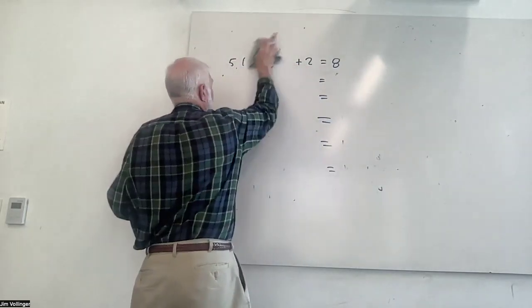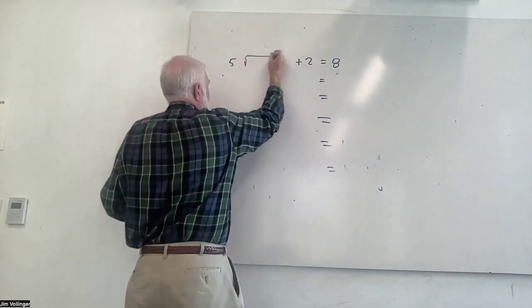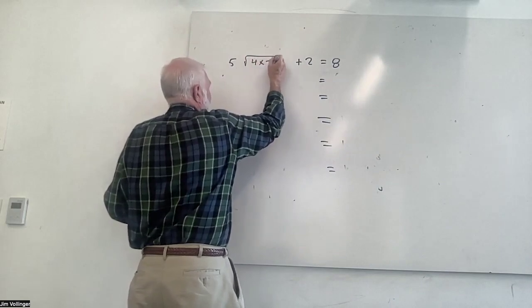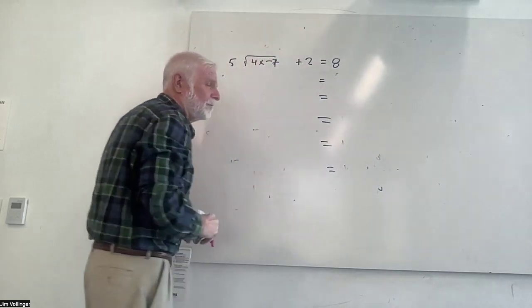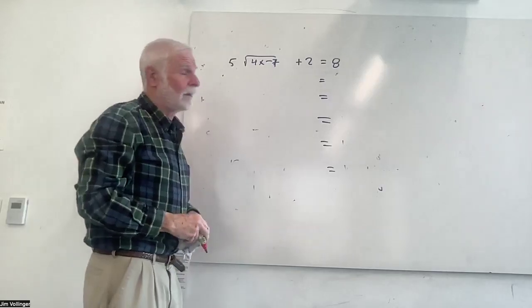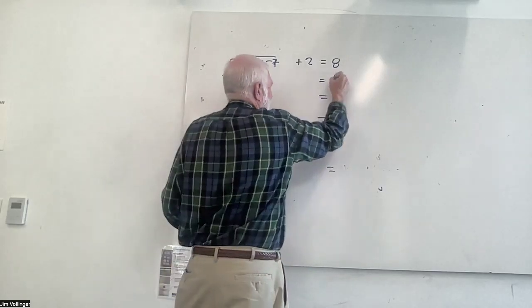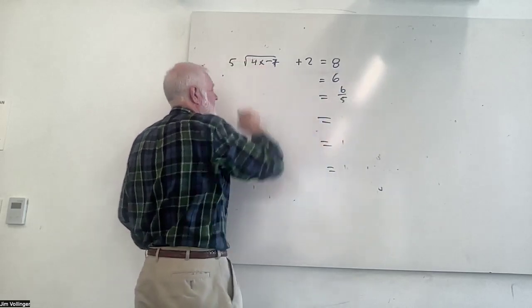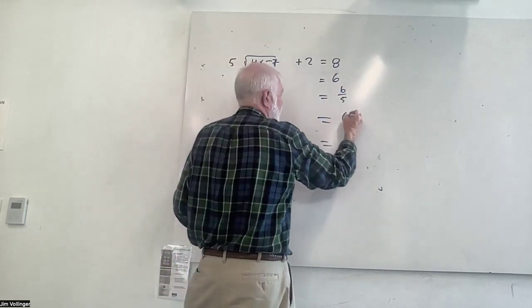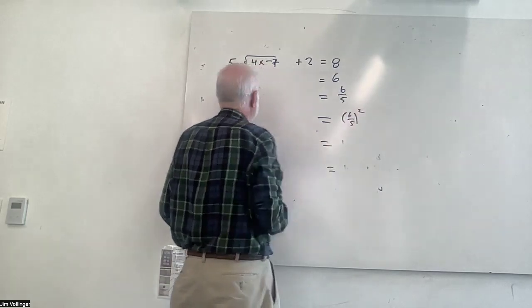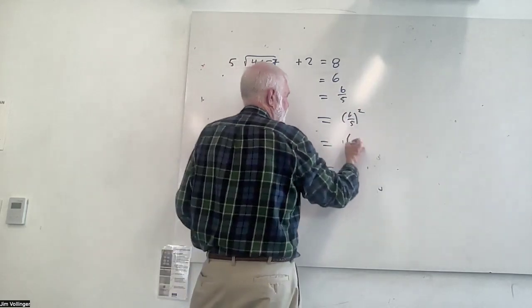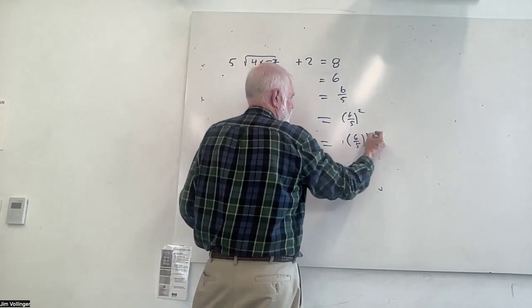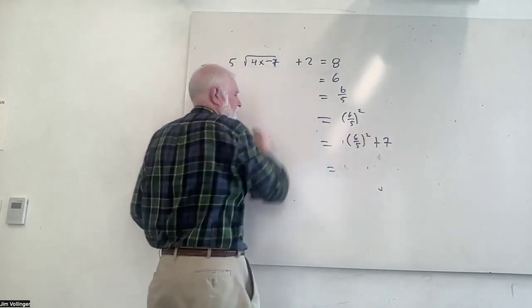I really wanted the square root of 4x minus 7 in here. I need to solve that. I wonder what I'm going to do first. Think I'm going to subtract 2. Think I'm going to divide by 5. Think I'm going to do the inverse of squaring, which I think is the inverse of square rooting, I think is squaring. I think I'm going to add 7. And I think I'm going to divide by 4.